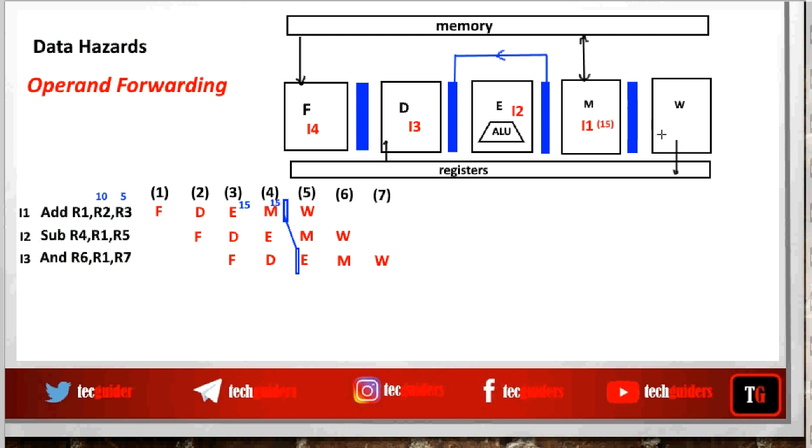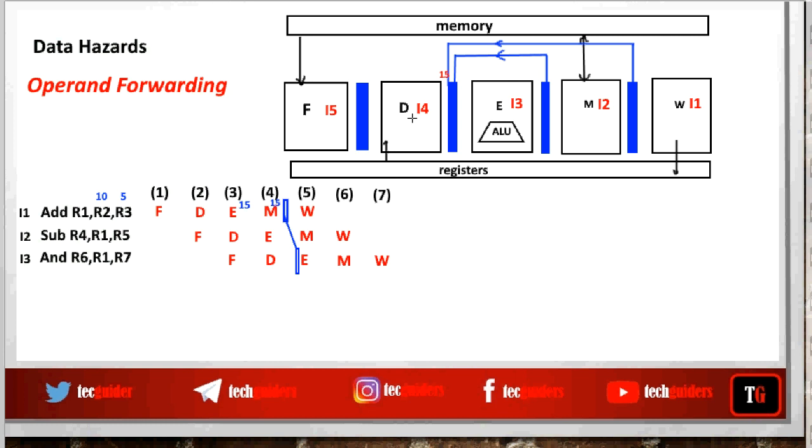Now I3 is being decoded and I1 is having that data. So in the next clock cycle, when I1 moves to the write back stage and I3 moves to the execution stage, if this data can be forwarded from the output of the memory stage to the input of the execution stage, in the fifth cycle, when I3 is in the execution unit, it can make use of this data for its execution. So here we forwarded the data from the output of the memory stage to the input of the execution stage.